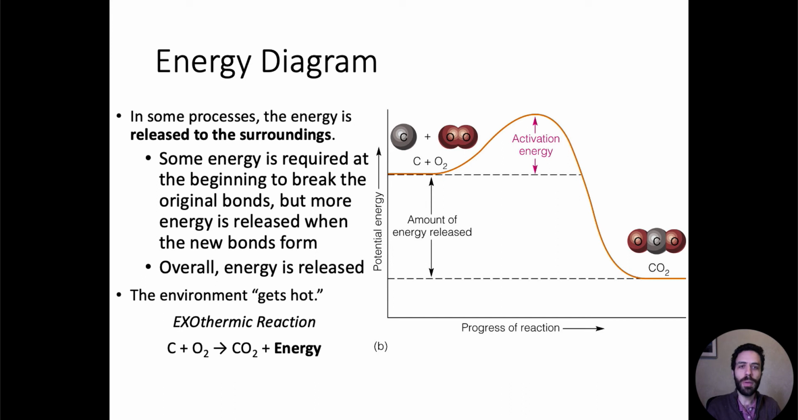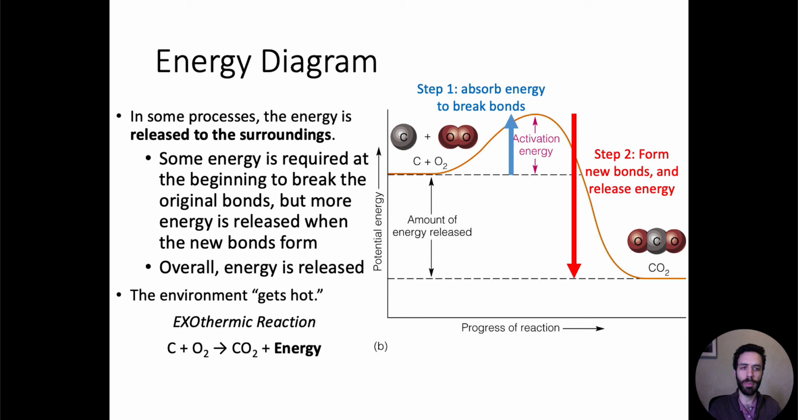The first thing we need to do to make this reaction happen is to break the original chemical bonds, we need to separate those two oxygen atoms. Breaking chemical bonds requires energy to be added. So step one in this reaction, we're going to absorb energy and break the original bonds in the chemicals, in the reactants. Once we have those bonds separated, we can now make new bonds to form the products. So step two will form new bonds and release energy.